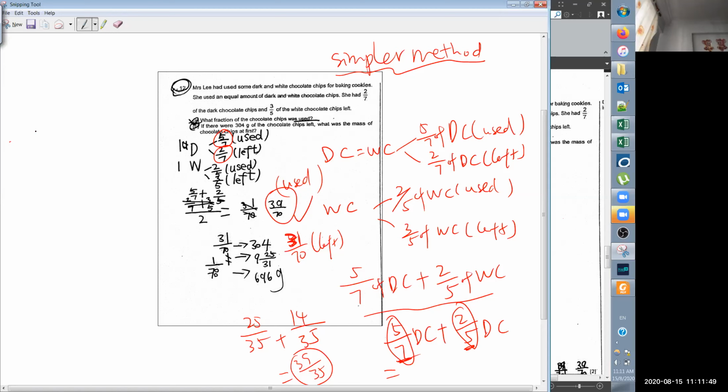So let's assume that we have dark chocolate, and because they are equal, can I use 35U? So let's say dark chocolate is 35U, so white chocolate is also 35U, right? So now the dark chocolate and white chocolate are both 35U.